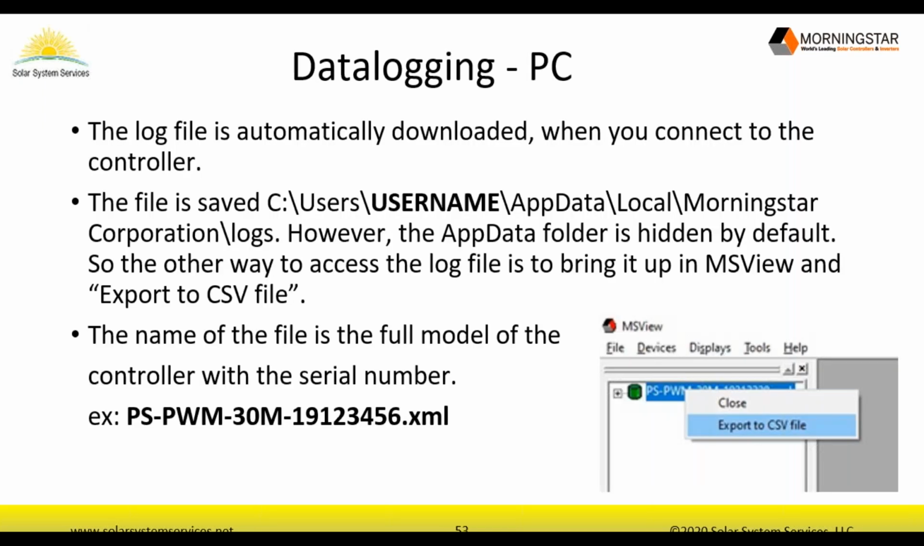Okay, so now when you connect up to a computer though, it's automatically downloaded. As soon as you connect up to the ProStar, it's going to automatically download. It's going to save the file on your computer under users, and then the username. For instance, mine is Rob Rallo, so it'd be users Rob Rallo /appdata/local/Morningstar and so on. And it's also saved with the controller name and number. An example of that is down there. For this example, it would say PS-PWM-30M- and then the serial number.